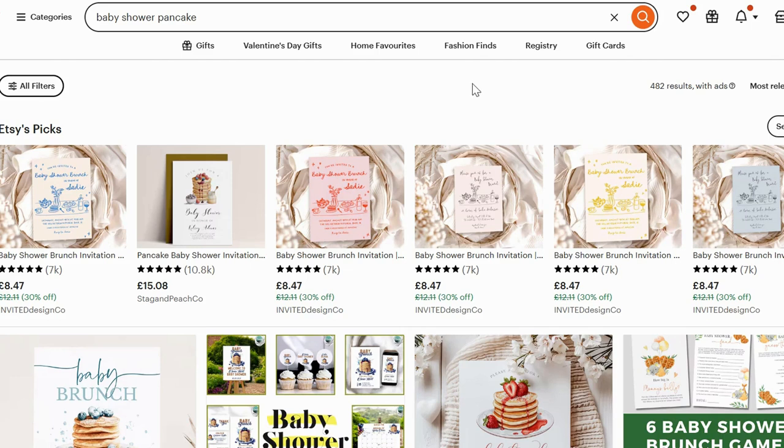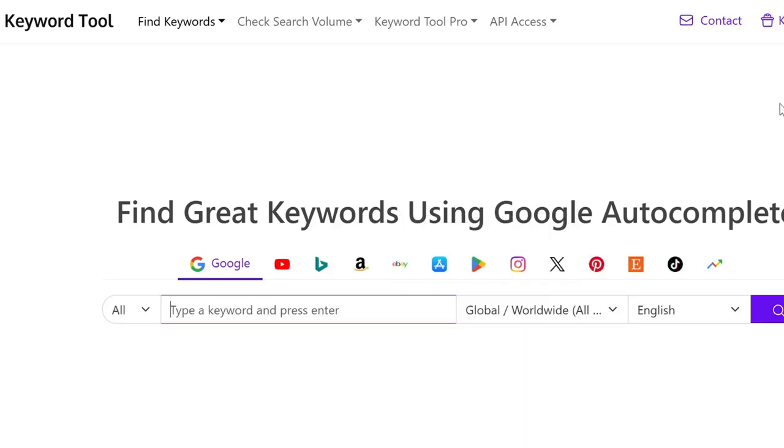What I want to show you now is a really cool free tool that I also use in conjunction with Etsy's autocomplete function to just streamline my process. So let's move on over. The tool is called keywordtool.io, and it is a really great keyword finder that kind of employs that autocomplete function.